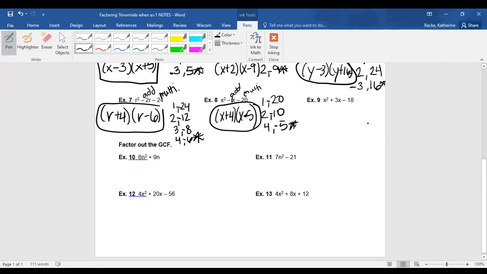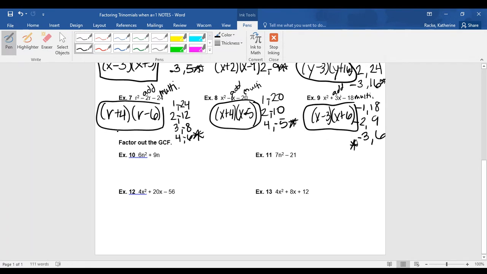Okay, for the last one, two numbers that multiply to give us negative 18, but add to give us 3. So 1 and 18, 2 and 9, 3 and 6. Negative number when we multiply, but if we want it to add to give us a positive number, we want our bigger number to be positive. So the smaller number is negative, and the one that is going to work is 6 minus 3 to give us a positive 3, so x minus 3 and x plus 6.